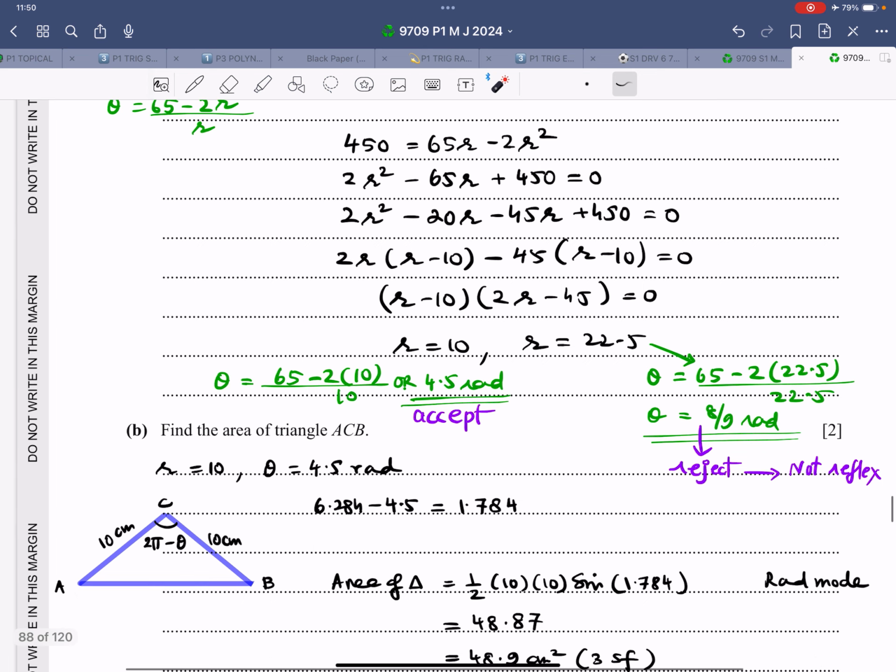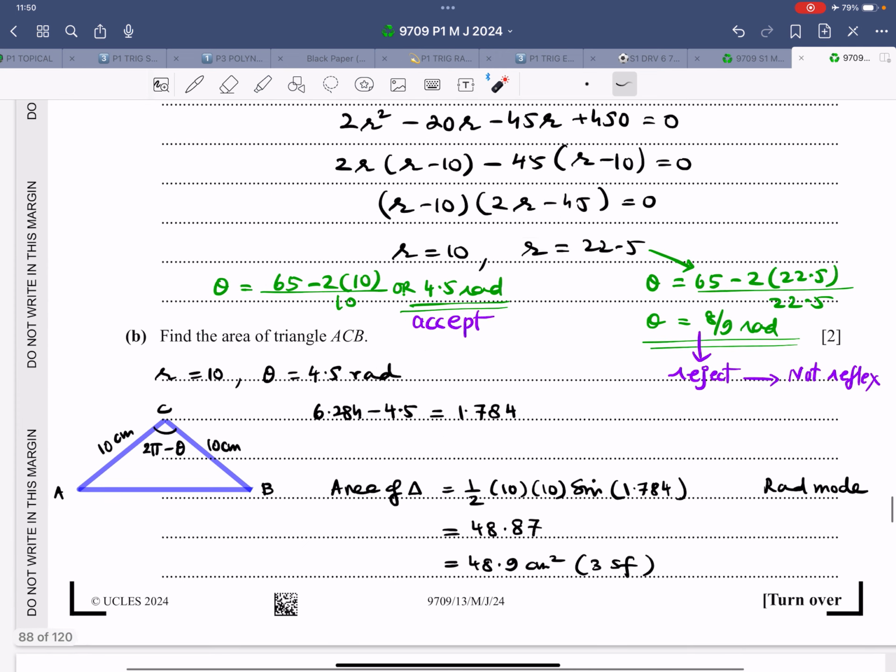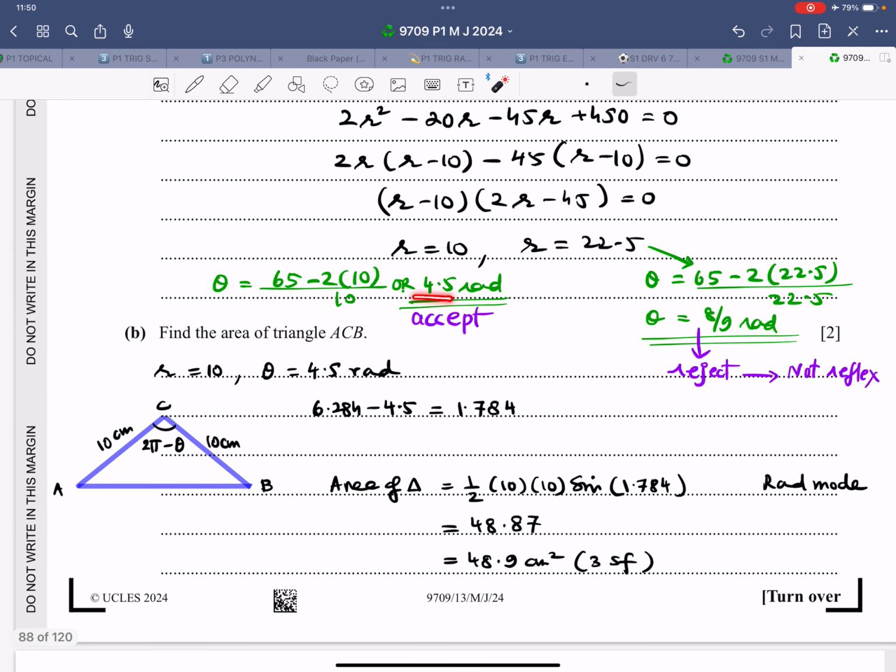Now what I do is that I calculate the corresponding value of theta. I made theta the subject. That is 65 minus 2r over r. This comes out to be 4.5. This comes out to be 8 over 9.